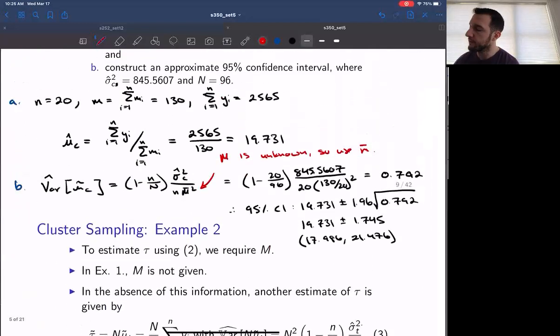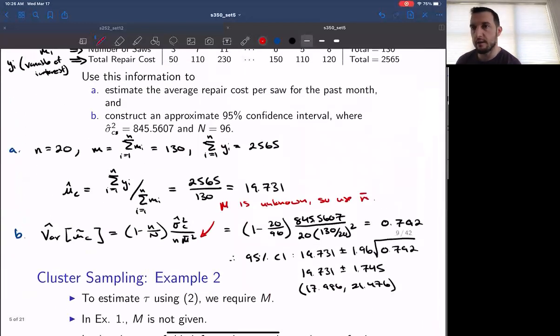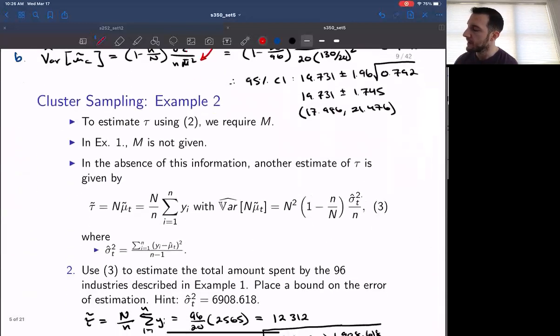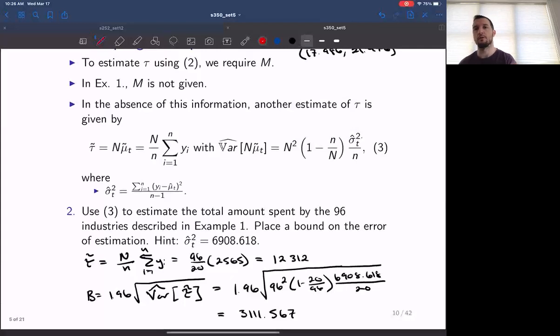So we worked through 2 examples. In the first example, we discussed the estimation of the population mean based off of cluster sampling, and then we bounded that in the normal way using the estimate of the variance of our estimator for the mean. And then in example 2, we computed our estimates for the total and the variance of the total. And of course, if we wanted to, we could take this bound and bound our estimate.